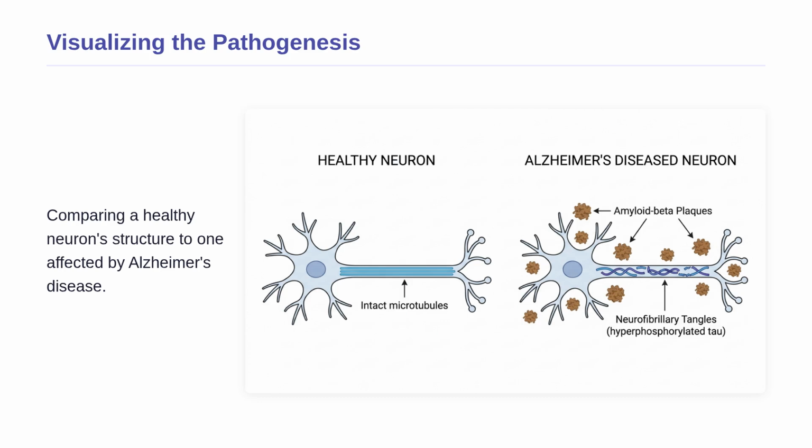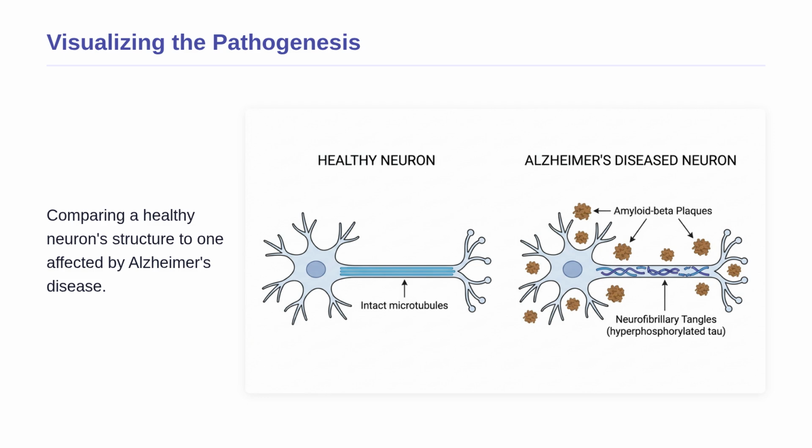Now that we have defined these proteins, let us visualize them side by side. On the left of this diagram, you see a healthy neuron. Notice the clear extracellular space and the straight, intact microtubules inside the cell, held together by healthy tau proteins.